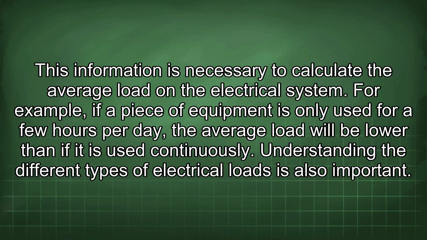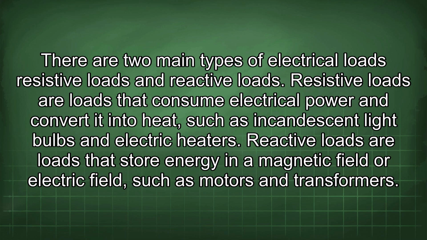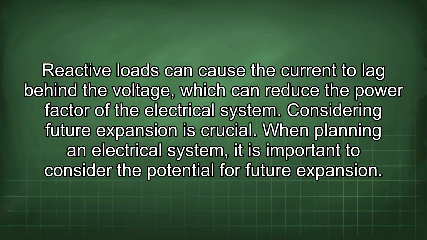Understanding the different types of electrical loads is also important. There are two main types of electrical loads: resistive loads and reactive loads. Resistive loads are loads that consume electrical power and convert it into heat, such as incandescent light bulbs and electric heaters. Reactive loads are loads that store energy in a magnetic field or electric field, such as motors and transformers. Reactive loads can cause the current to lag behind the voltage, which can reduce the power factor of the electrical system.